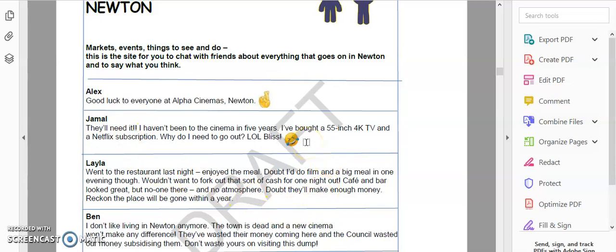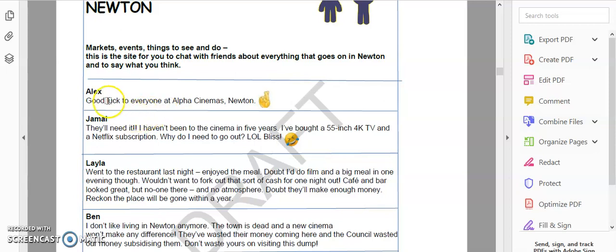Now, thinking about why those particular things might have been used, well, the reason why we use emojis is to quickly get across how we're feeling. So, for example, this emoji up here of someone crossing their fingers is a symbol of good luck, which sort of emphasizes what Alex here is thinking about, well, the new cinema, really. He's crossing his fingers for it and he's got an emoji there. The emoji lets us know what the person is feeling.